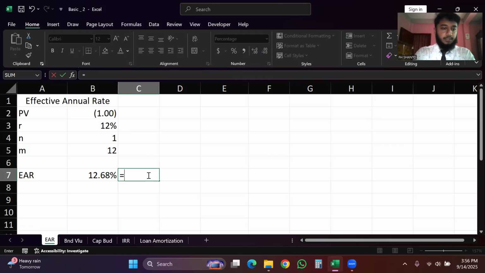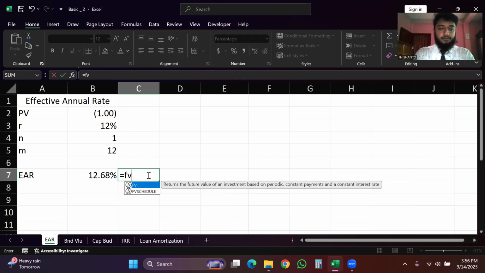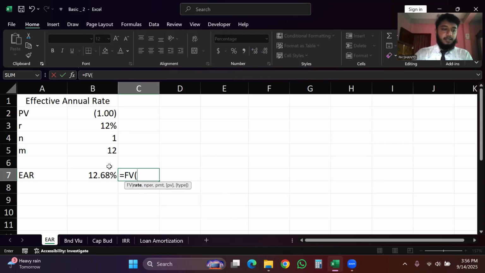Here we have to calculate the future value. The rate given here is 12%. Because of monthly calculation, you can see the 12 months, so we have to divide it by month. Then the second hint is nper, that means years, so we have to multiply this by month, then comma, then payment. Because we have no payment, there will be 0. Then present value. Here is the present value. Then closing the bracket.